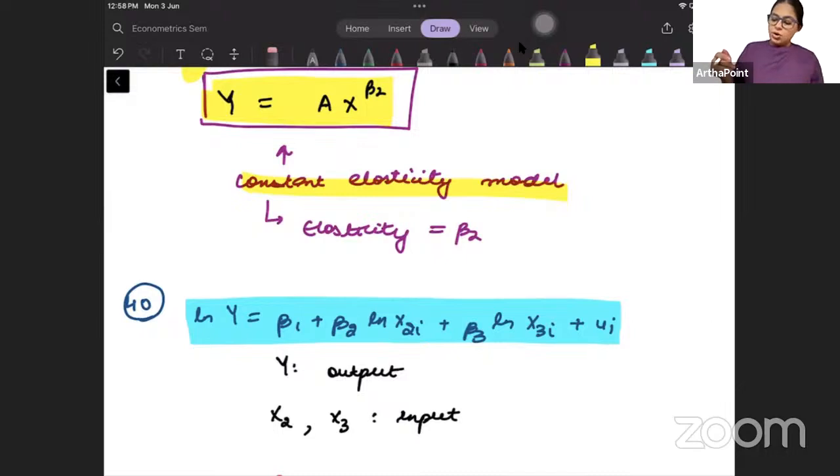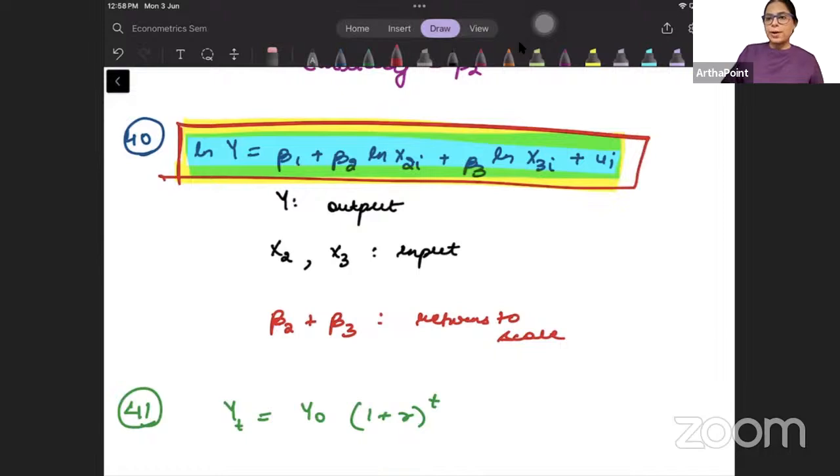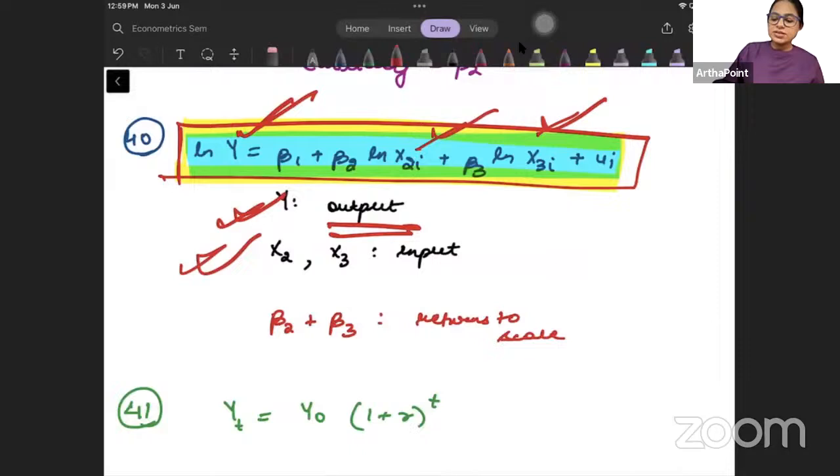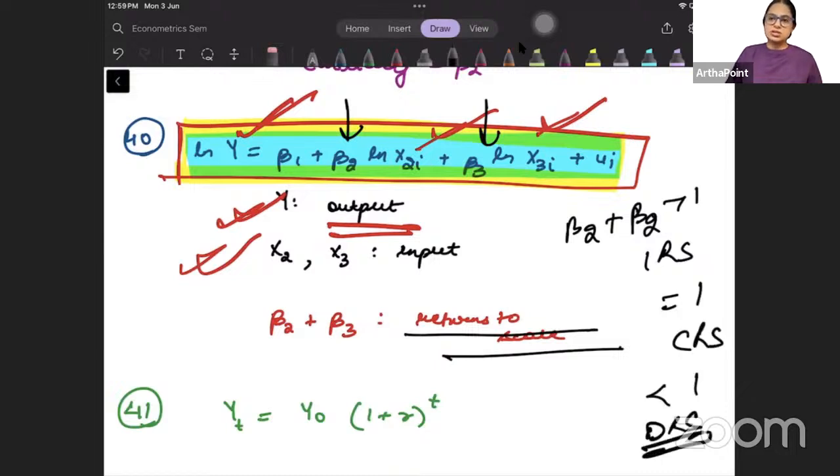ठीक है बेटा? Okay. अब अगर आपके पास एक multi regression model दिया हुआ है in which it's a log-log form और आपको ये x output बोल रहे हैं और y output बोल रहे हैं and x's are given as input, तो just remember that the sum of these coefficients gives you the return to scale. ठीक है? So if beta 2 plus beta 3 is greater than 1, it is increasing returns to scale. Equal to 1, constant returns to scale. Less than 1, decreasing returns to scale.